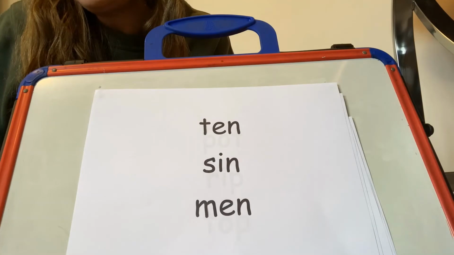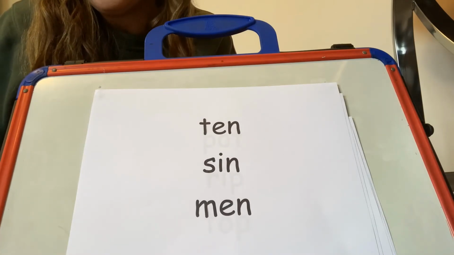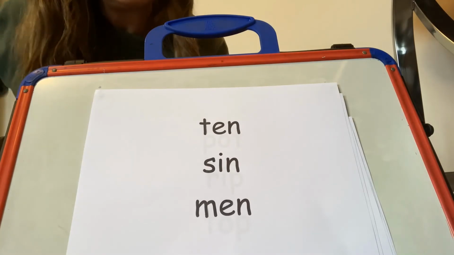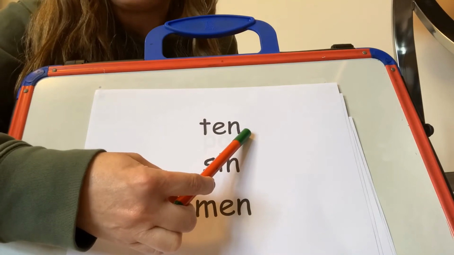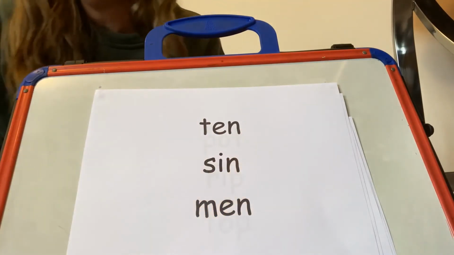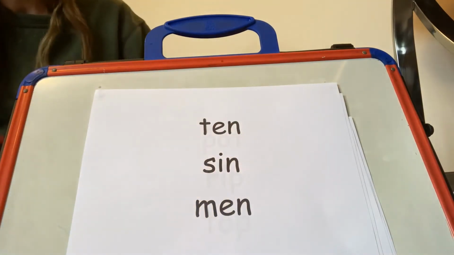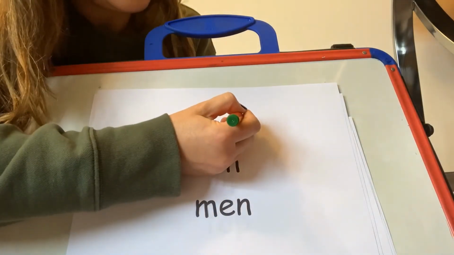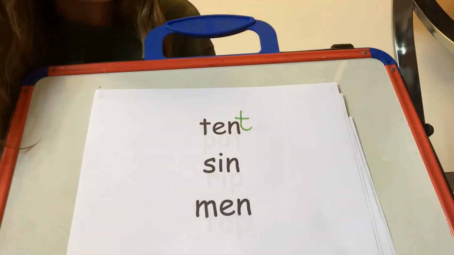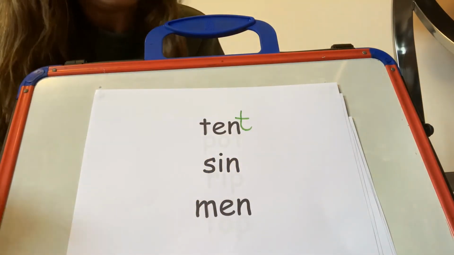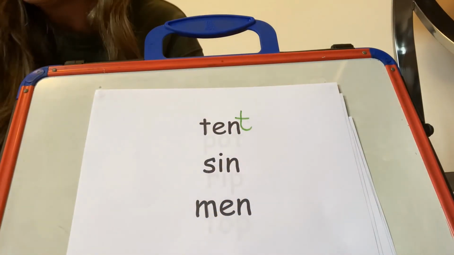Once you've written the word ten, I want you to put an extra letter on the end. I want you to add a T on the end here and have a little think what word that then becomes. T-e-n-t, tent. T-e-n-t, tent. Okay? So here we've broken it down and we can hear the two adjacent consonants at the end.